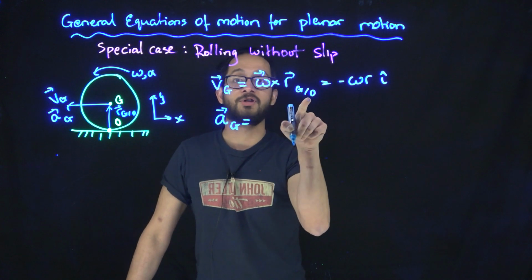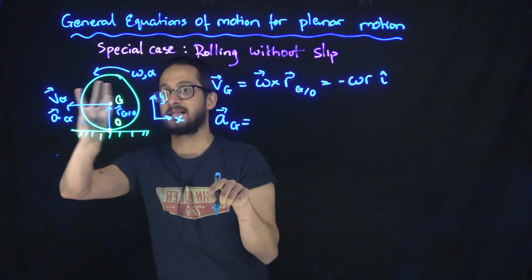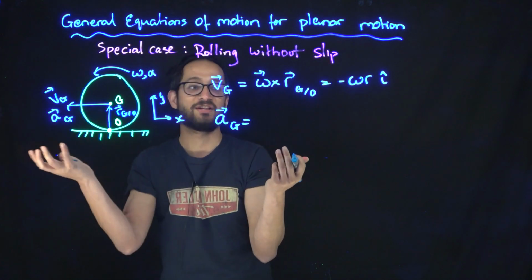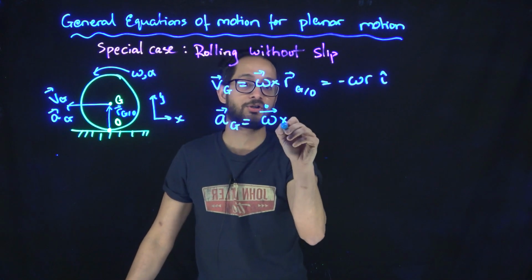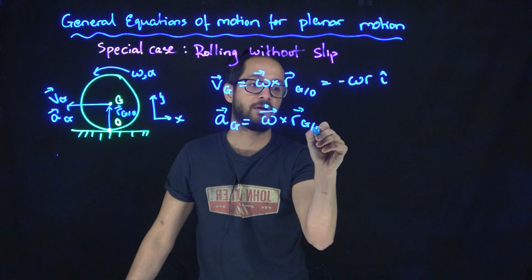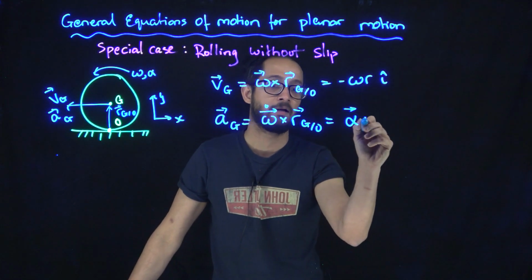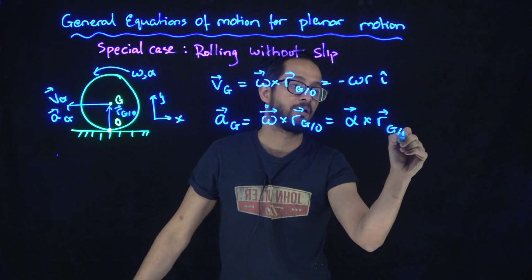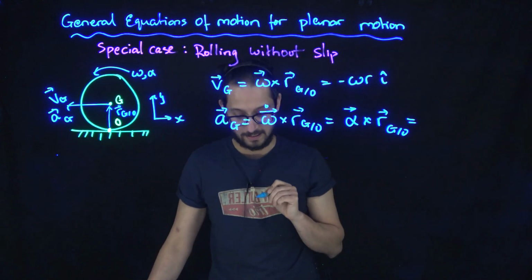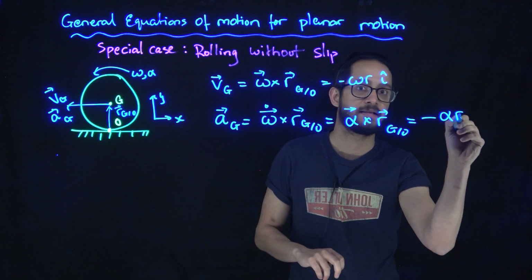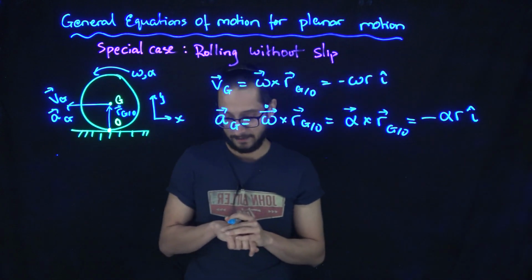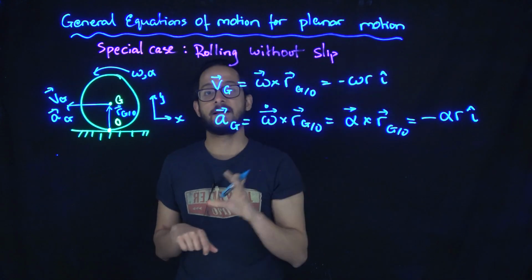R of G with respect to O, as this thing is moving, does not change, right? So the acceleration of the point G is just omega dot crossed with R of G relative to O, which is just alpha crossed with R of G relative to O. If you write that out in scalar terms for this specific case, it's minus alpha R i hat. And this is the kinematics of the problem.